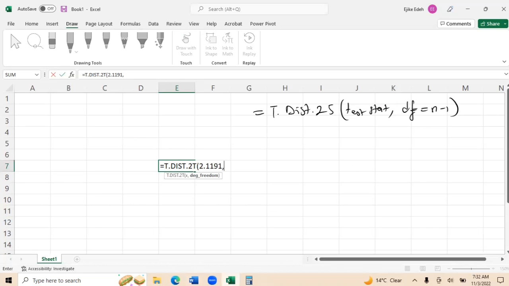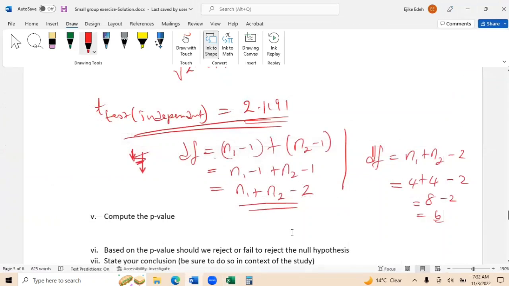Okay, so again, t.dist, and let me start a little bit again for clarity. So this will be equal to t.dist, and I'm looking at two-tail, which is over here. My test statistic is 2.1191, and our degree of freedom we just computed to be 6. Press enter here. We got 0.0783, somewhere close to 0.05. Okay, so 0.078381. I think I can actually copy that and paste it over there, not to make a mistake.